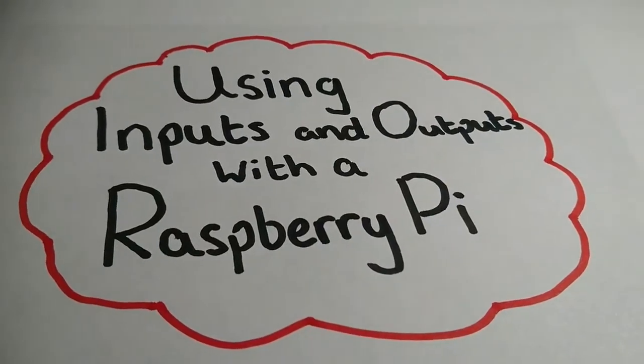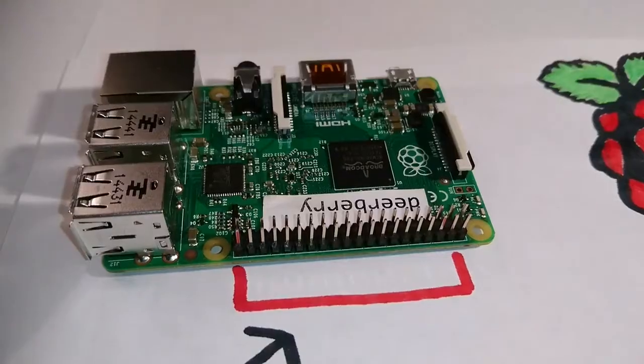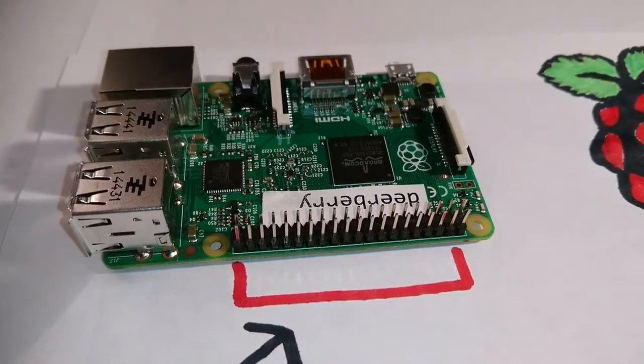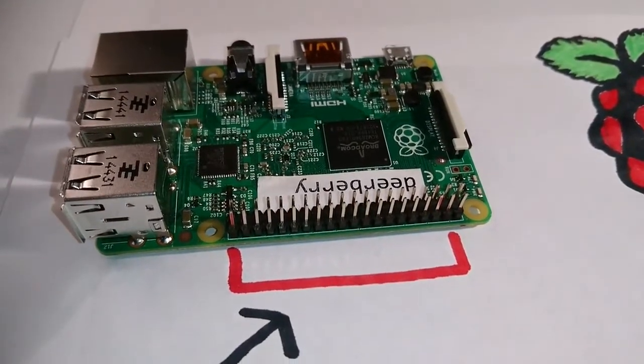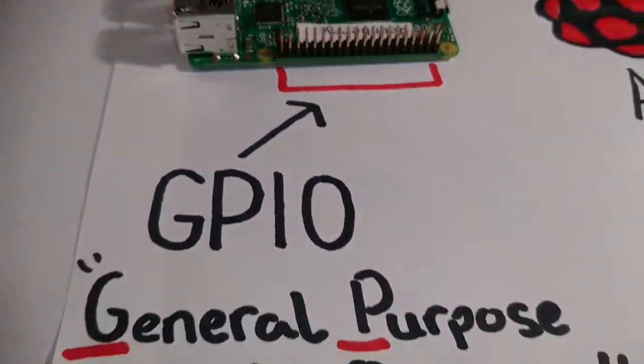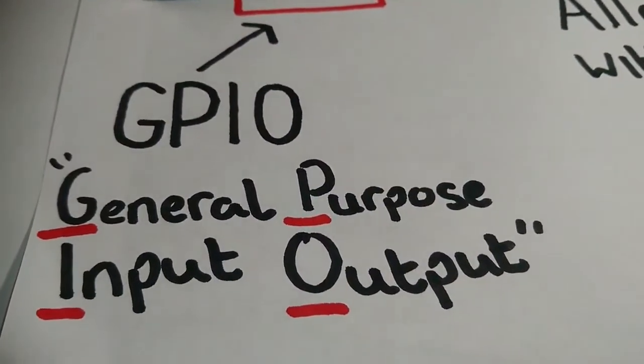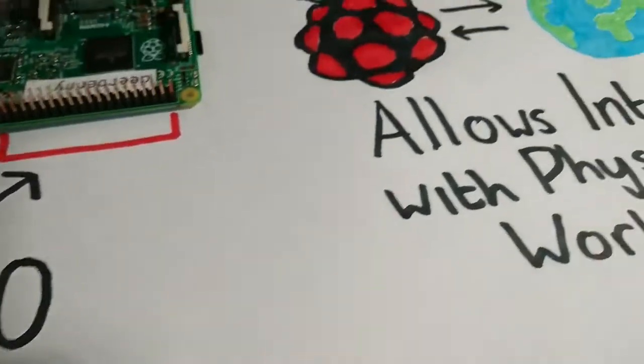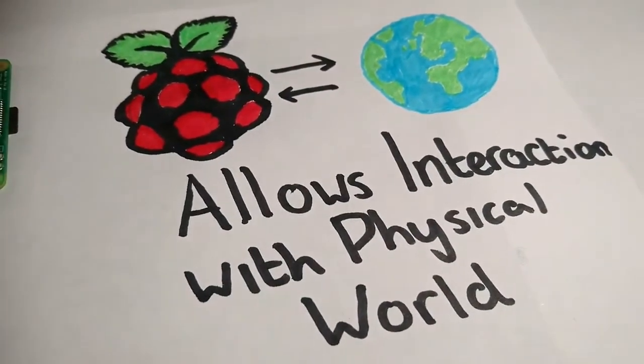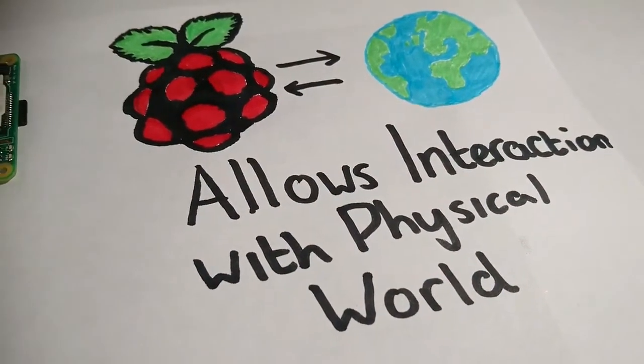Using inputs and outputs with a Raspberry Pi. A Raspberry Pi has something called GPIO pins, as you can see marked in red. These stand for General Purpose Input and Output. This acts as an interface, allowing the Raspberry Pi to interact with the physical world.